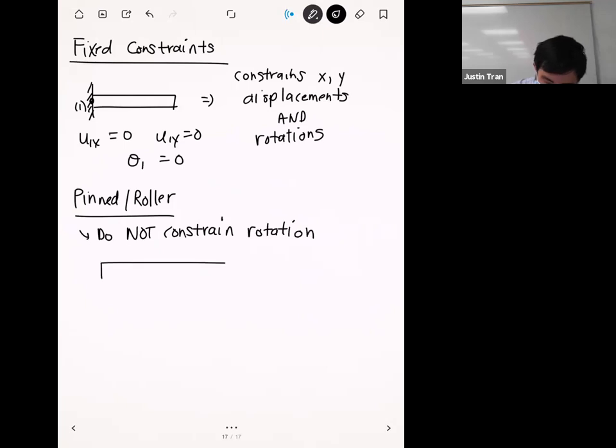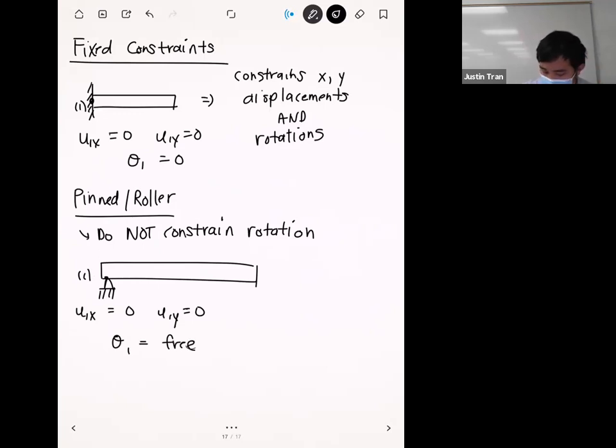Okay, and so if we have a beam that maybe looks like this, and we have a pin support on this side, okay. And so the pin support is going to constrain any displacements, and so u1x and u1y are going to be 0, okay? But theta 1 here is going to be free, okay? And so that goes the same for a roller support too, okay? Because a pin, even though the pin itself is fixed in place, it's pinned to the beam, and so the beam is still kind of free to rotate around that pin.